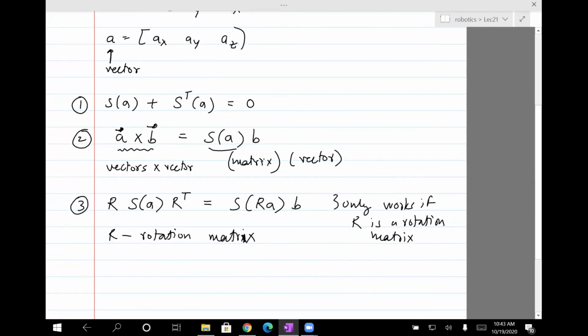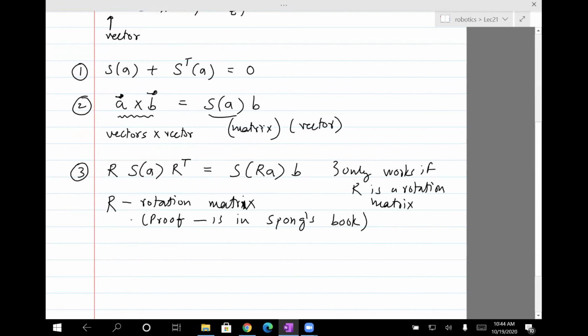So the proof is in Spong's book. There's a book I reference. The proof is actually in that book, and so that's one way, to look through the book and see the proof. But the other way to do this is to actually assume some rotation matrix, right? We've seen rotation about X, Y, and Z. You can take the generic form, the one which I wrote down here, and just do the multiplication yourself and see if this works out right. So that's one way to check this.